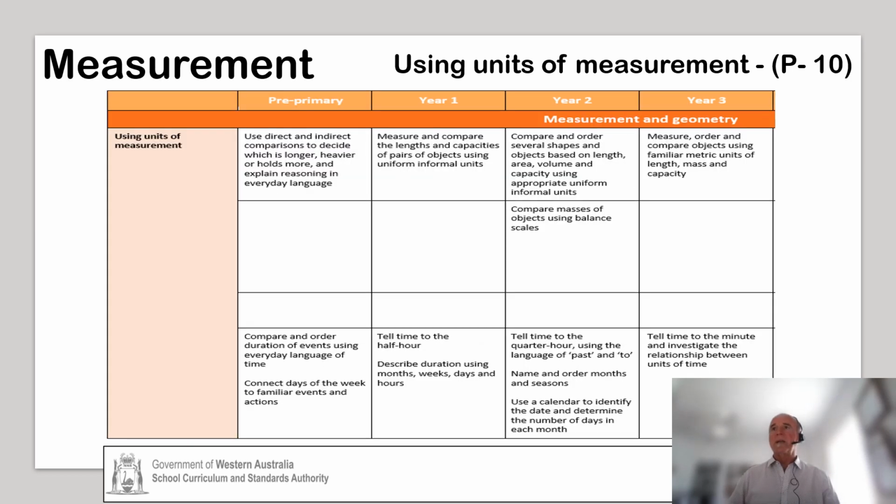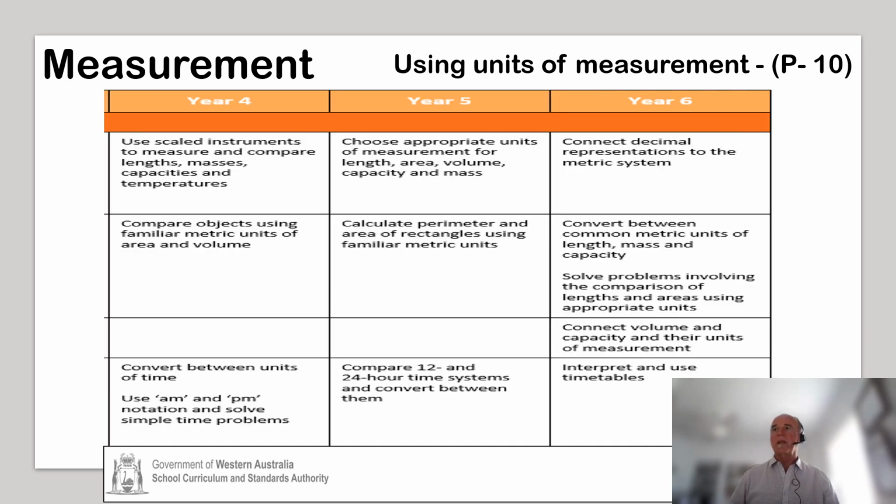Let's get going. And again, you'll see just what I'm saying. If you look at the pre-primary to year 3 scope across there, using direct and indirect, and then in year 3 using familiar metric units of length. And then again, going up to year 6, where they're starting to convert all that into decimal representations, because our metric system allows us to do that, not just in number, of course, but when we're using the metric system to measure. So you can see the scope of that.